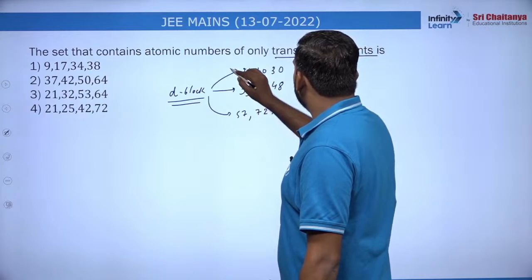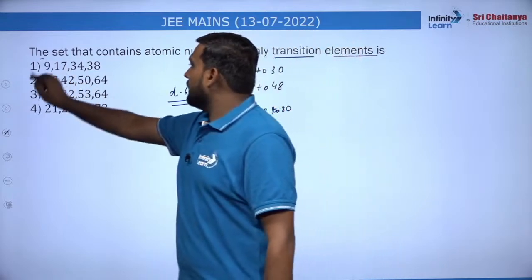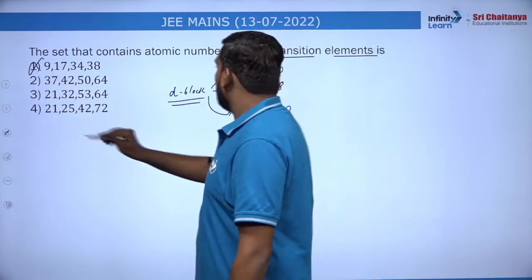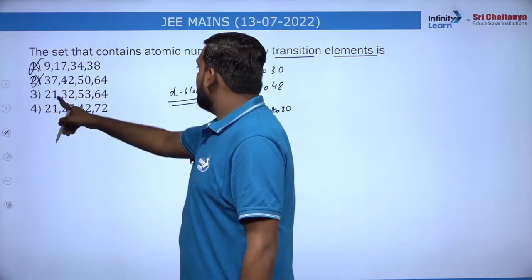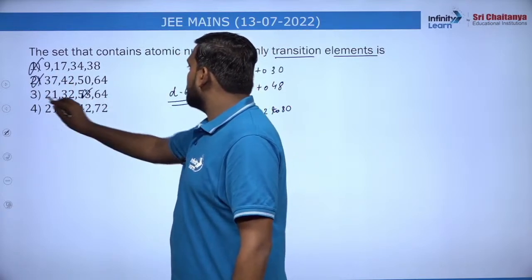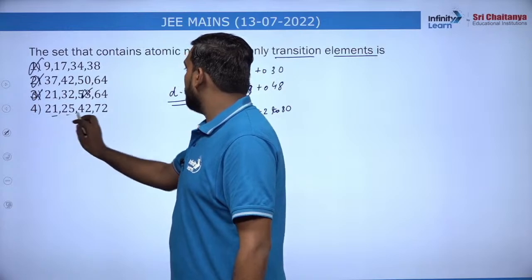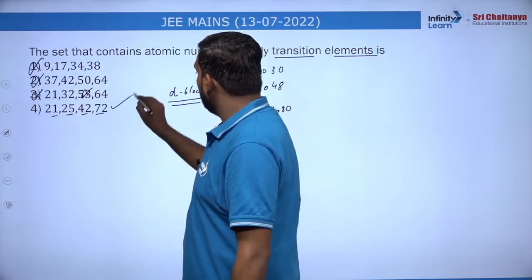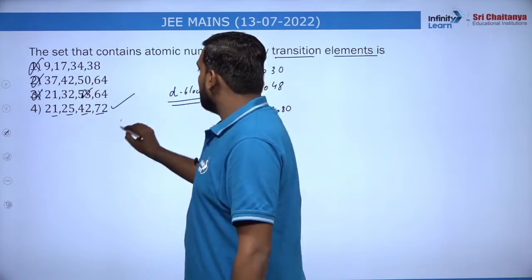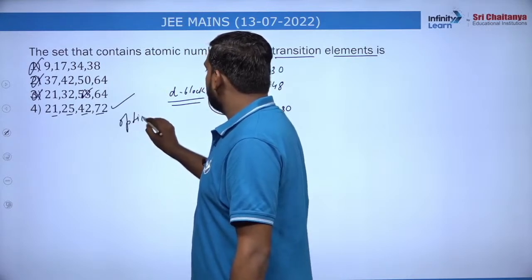So 9 does not lie there. 37 is there? No, 37 is also not there. 53 is not there. So all these three are rejected. 21, 25, 42 and 72, all of them are selected. So this is the correct answer, the option number 4.